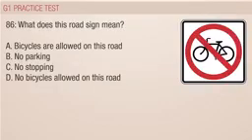Question 86. What does this road sign mean? A. Bicycles are allowed on this road. B. No parking. C. No stopping. D. No bicycles allowed on this road. Answer D. This is a no bicycles allowed road sign.